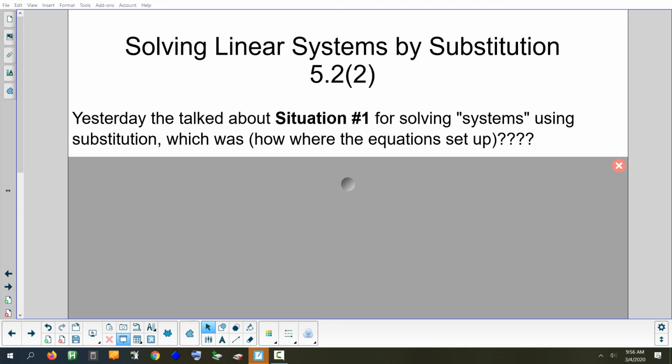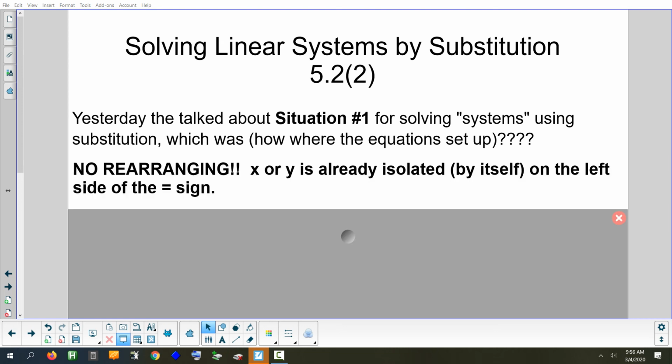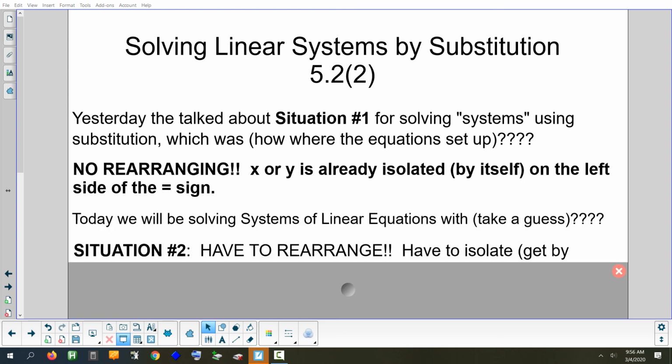Can someone remind me, in the kind of substitution we did yesterday, what always happened right away when you were given the problem? Like how were the problems set up for you? James? Variable. Yeah, you always had a variable by itself, either the x or the y. Okay? So you didn't have to do any rearranging. No rearranging at all. Okay?